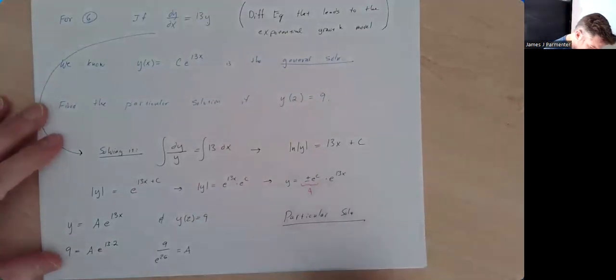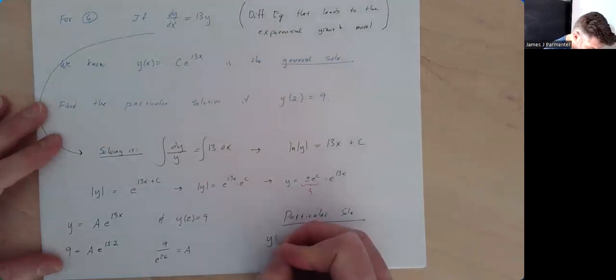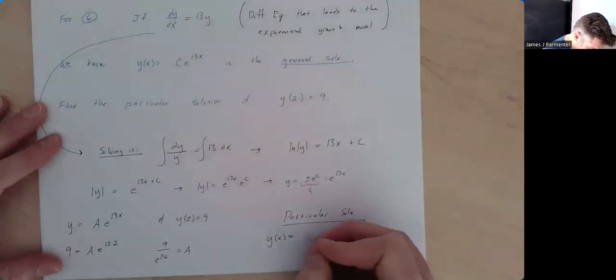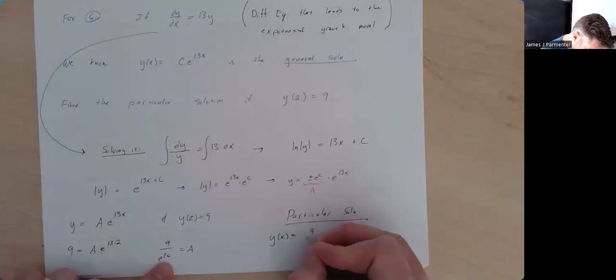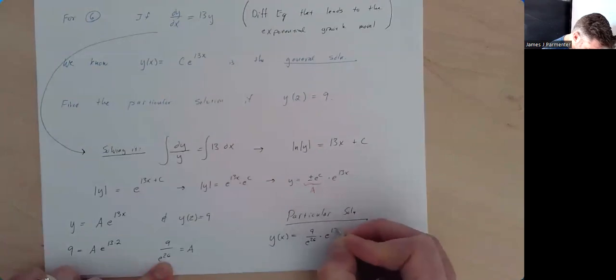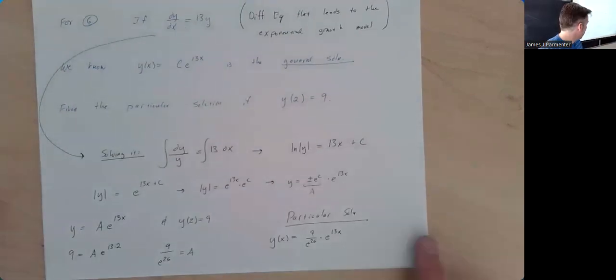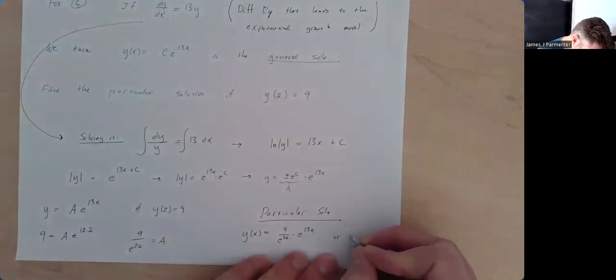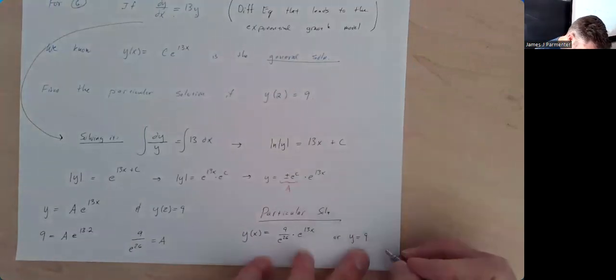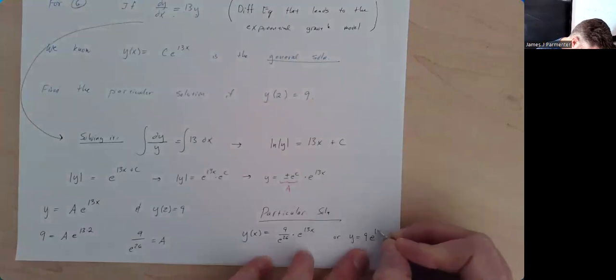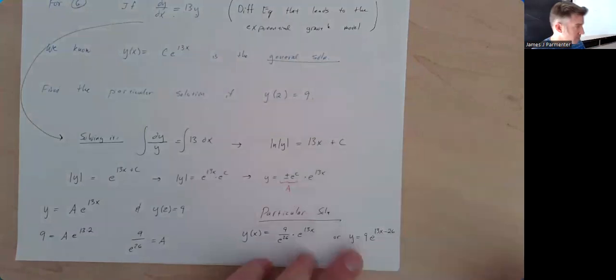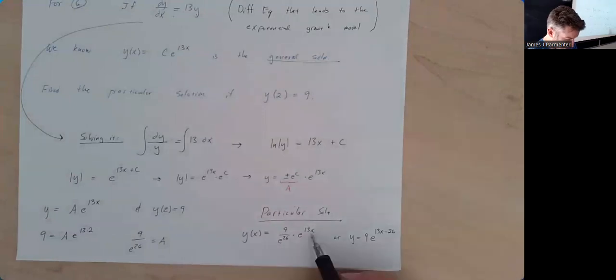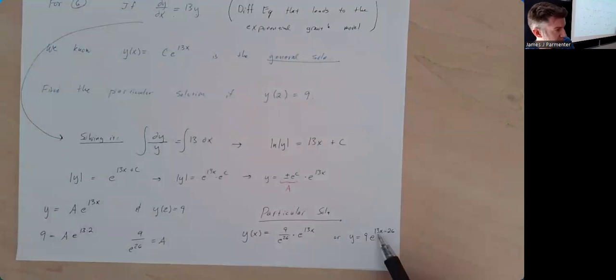The particular solution here is y, or if you prefer, y of x equal to my a, which is 9 over e to the 26th times e to the 13x. I will also say you might see someone rewrite this as y equal to 9 times e to the 13x minus 26. Because if you have e to the 13x divided by e to the 26, you're just subtracting those exponents, which is exactly 13x minus 26.